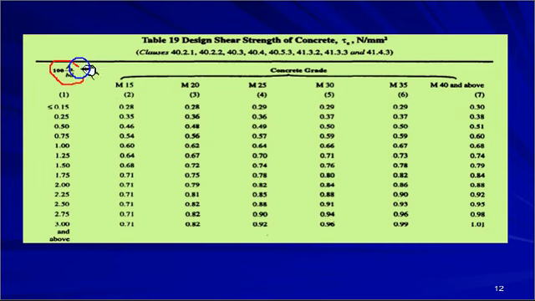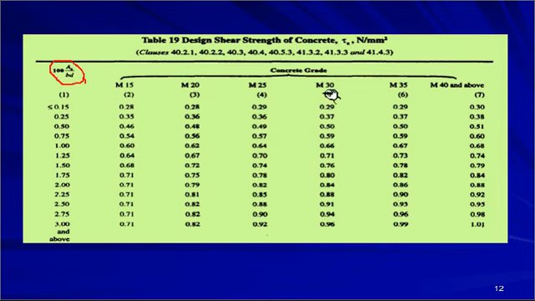In the first column, the percentage of steel is given. So the percentage of steel we can calculate here. This is the equation which is given here, 100 into AS divided by BD. AS means area of tension steel, and BD means cross sectional area, B is the width of the web, and D is the effective depth, and multiply by 100 since we want percentage.